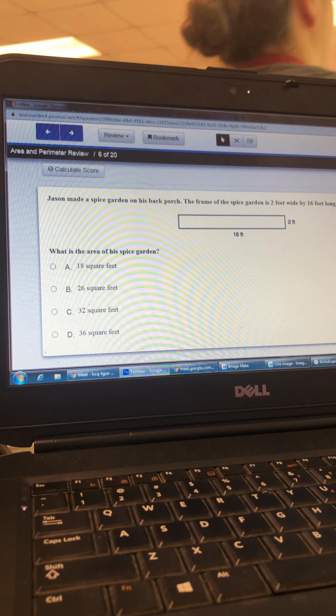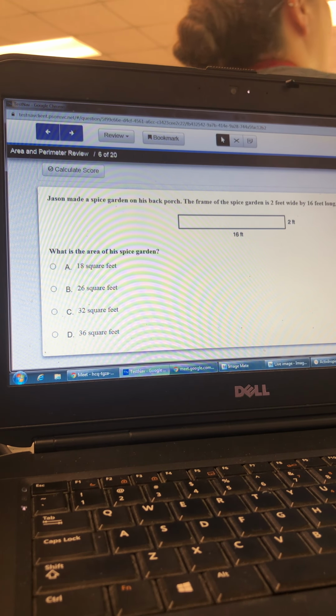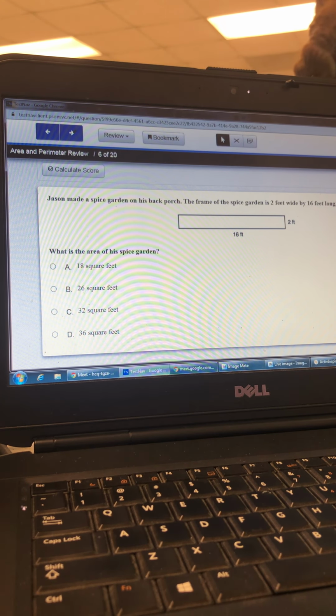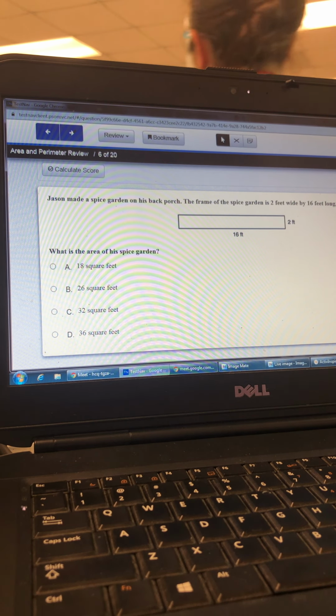All right, Jason made a spice garden on his back porch. The frame of the spice garden is 2 feet wide by 16 feet long. What is the area of his spice garden?